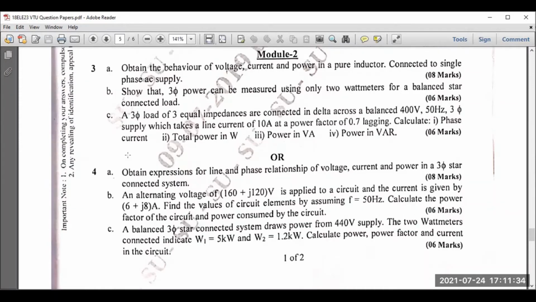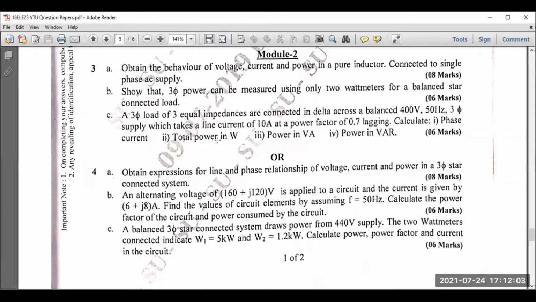Now I would like to discuss the second question, which belongs to module 2. That means 4a. Obtain the expression for line and phase relationship of voltage, current and power in a three-phase star connected system. Diagram is a must. Later, individual step-by-step derivation is also essential. Finally, you have to mention VL is equal to root 3 V phase, IL is equal to I phase. That is a peculiarity of the star connected system. If you complete that, you will be getting 8 marks.